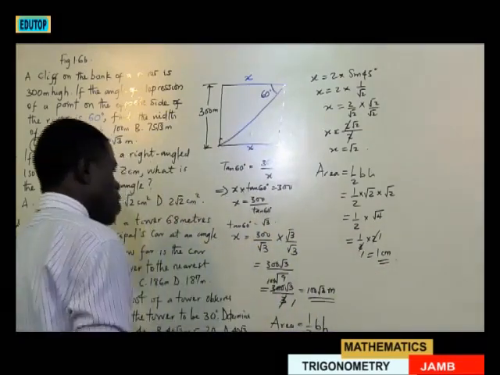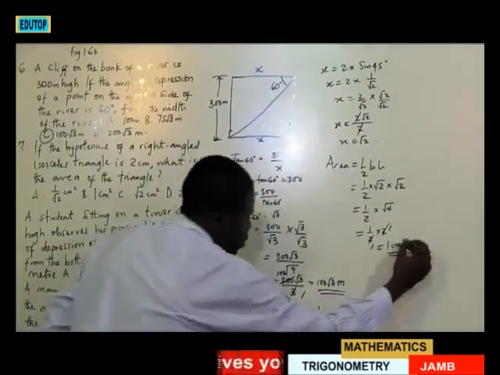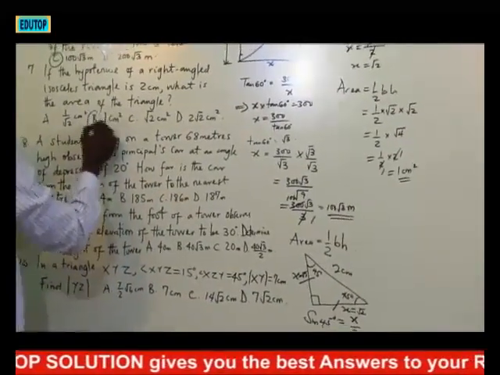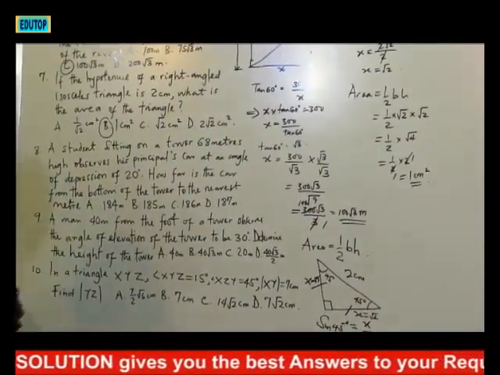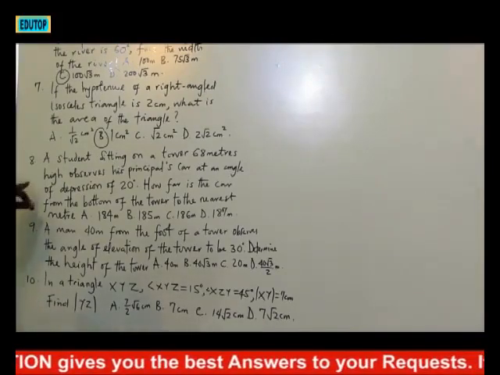So that means the area of the triangle will definitely be 1 centimeter square, sorry, because that is the area. So that is definitely going to be option B, 1 centimeter square. Question 8 is the next question.